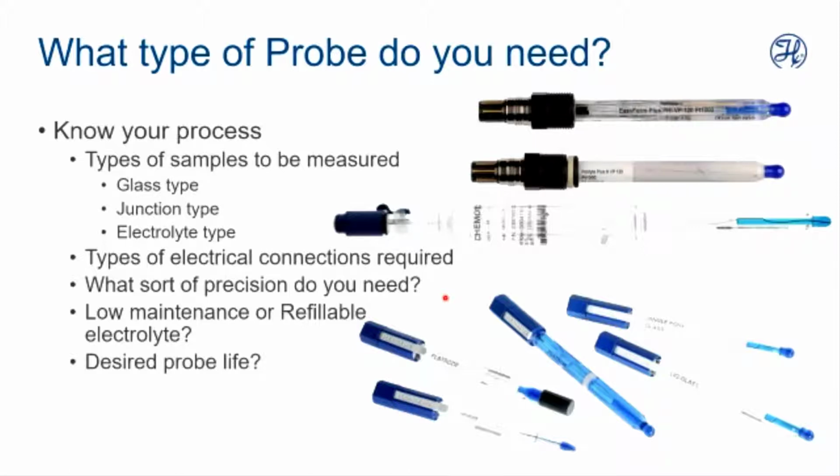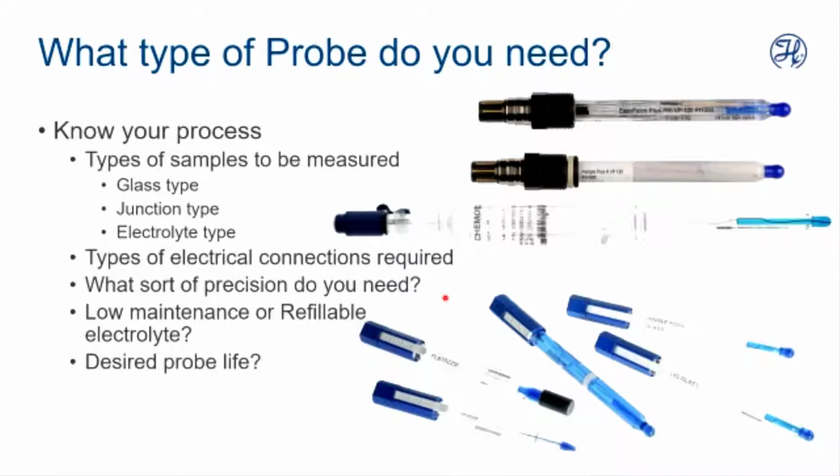What kind of maintenance do you want to do on a daily basis? Do you want low maintenance, or do you want to have to do high maintenance? And when you're talking about pH probes, maintenance does not take into account calibration. Just get over it. You have to calibrate pH probes all the time. When we talk about maintenance, we talk about, am I having to spend time refilling that electrolyte? Am I having to spend time cleaning the chamber with the electrolyte in?